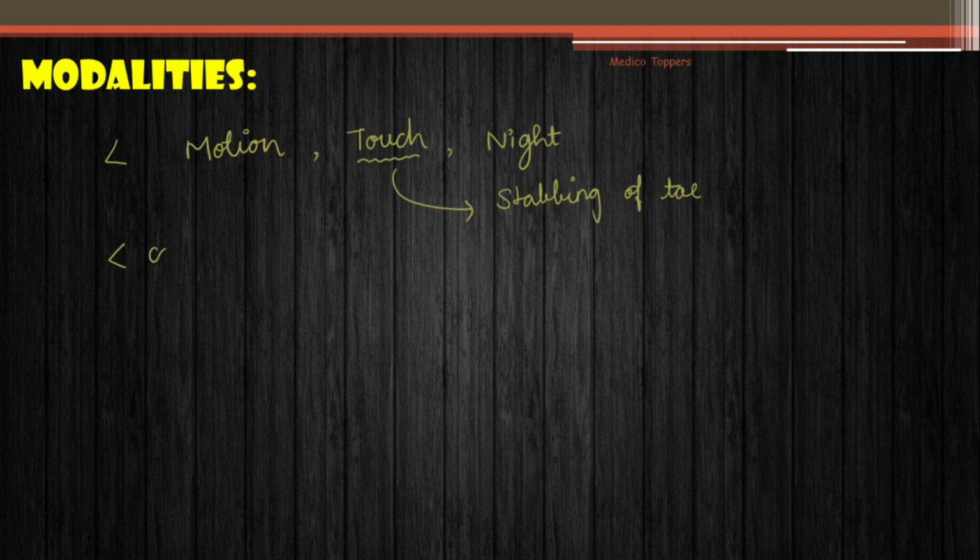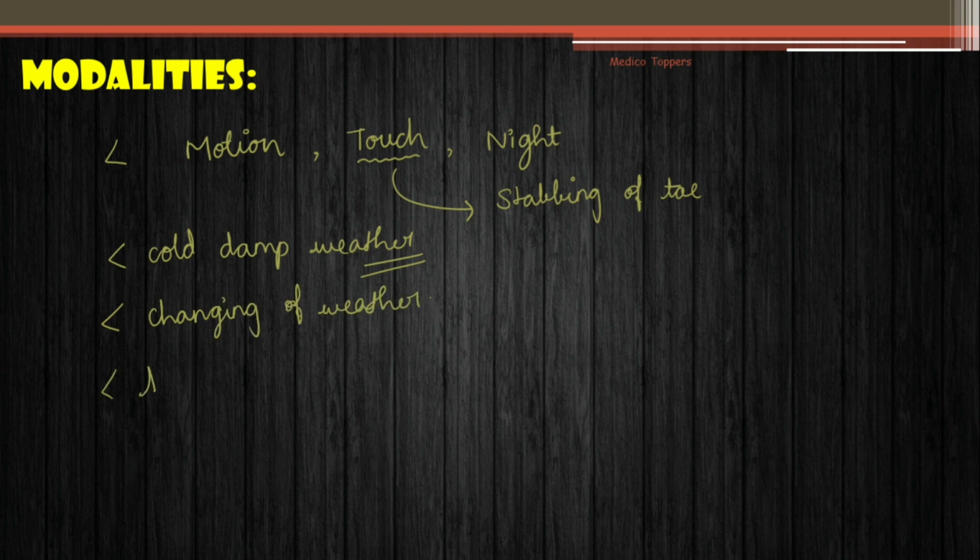Uncle is very chilly. He cannot tolerate cold, damp weather. In the earlier picture itself, you had seen that he was wearing a sweater. And he also cannot tolerate changing of weather. And all his complaints get aggravated during the autumn season. So in the name itself you can see it is Colchicum autumnale. So whenever we hear about autumn season or spring season aggravation in materia medica, we used to think okay, it's happening during that time.